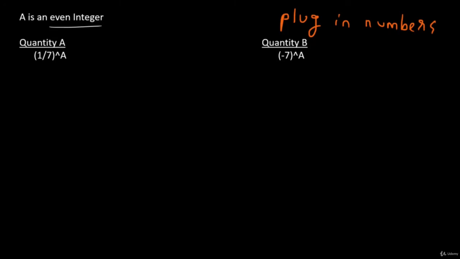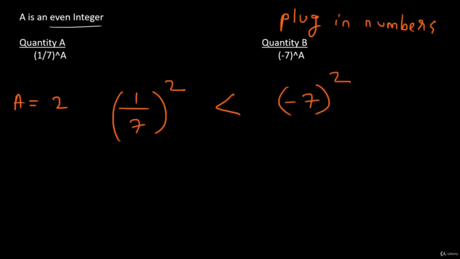Now if I take A as 2, what is quantity A? That would be 1 by 7 to the power 2 and quantity B is minus 7 to the power 2. Clearly, minus 7 to the power 2 will be 49 and that is greater than this over here, which is a fraction. And remember, A is an even integer. So I've tried A is equal to 2. What happens if I take A as a negative even number? If A is minus 2, what happens?